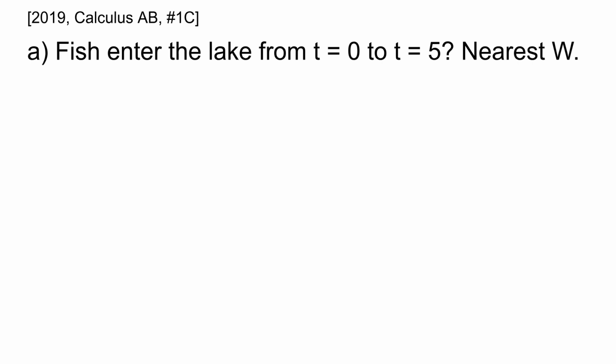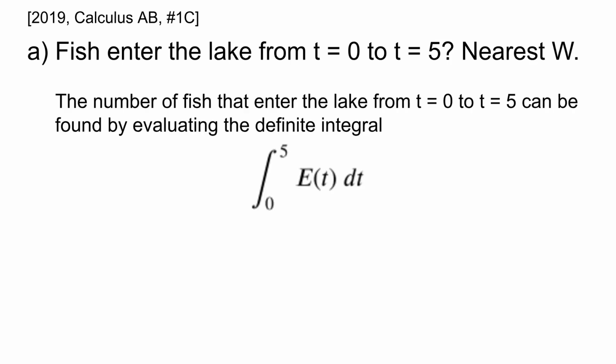In part A of this question, we are asked to determine the number of fish that enter the lake from t equals 0 to t equals 5 to the nearest whole number. The number of fish that enter the lake from t equals 0 to t equals 5 can be modeled and found by evaluating the definite integral from 0 to 5 of E of t dt.